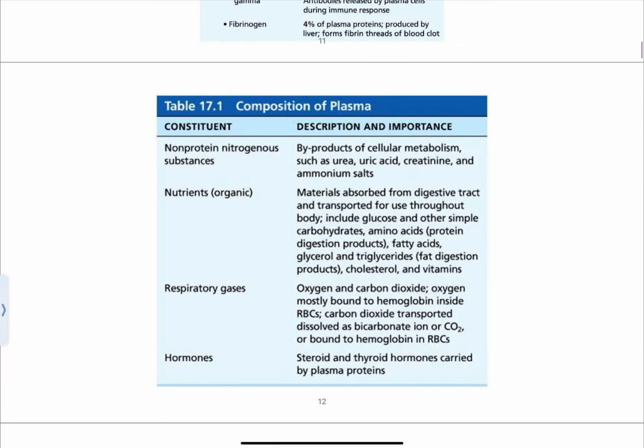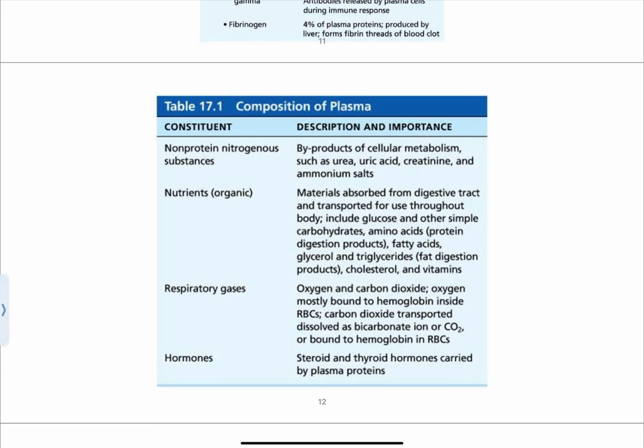We also have some non-protein nitrogenous substances in there. Basically, these end up in our plasma because of cellular metabolism. So after our tissue cells undergo metabolism, all the waste products get transported in our blood. Where are they found within our blood? Well, our plasma, until we can get them to an organ in which we want to eliminate them.